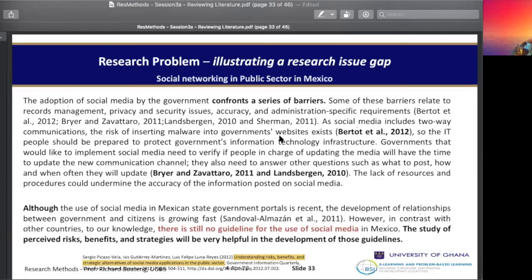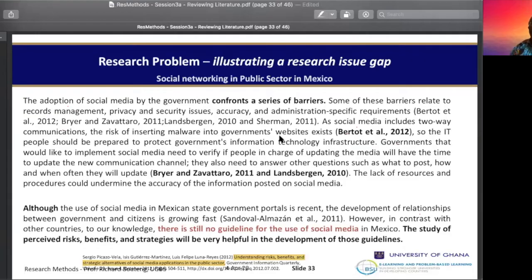Now let's check the interesting argument placed in the last statement. That is the purpose of the study. The gentleman concluded by saying that the study of perceived risk, benefits, and strategies will be helpful in the development of those guidelines. Note it carefully that he didn't say he's going to develop the guidelines. He's rather going to study the risk, benefits, and strategies that will be helpful in developing the guidelines.